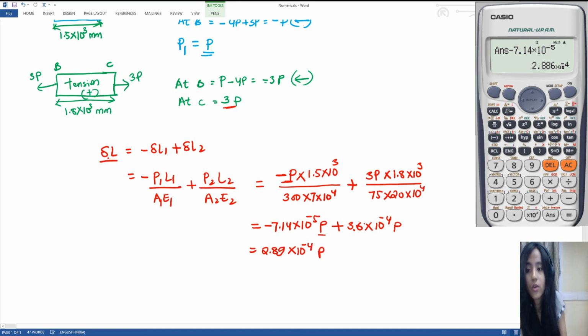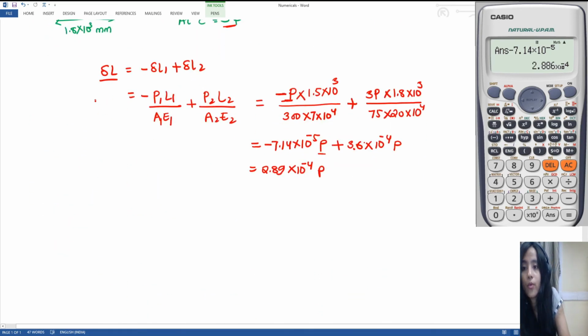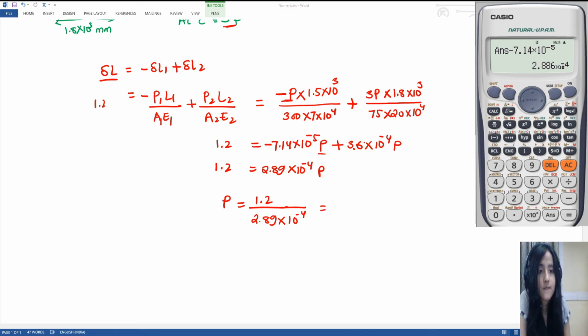Now what is the total elongation given in the question? The total elongation given in the question was 1.2 mm. So here also I'll get 1.2 and 1.2. Now from here I can find P from this expression. So it will be coming equal to 1.2 divided by 2.89 into 10 raised to power minus 4. So it is coming 4158.